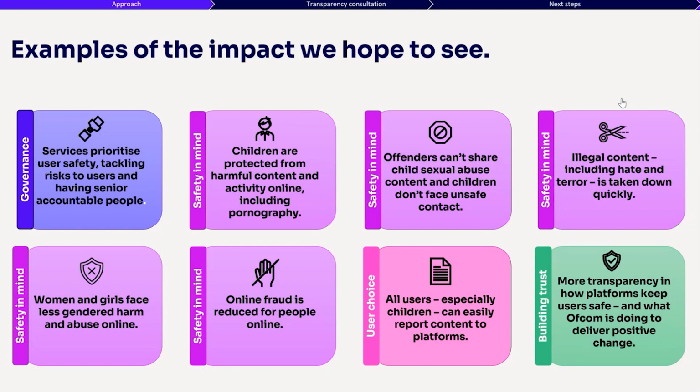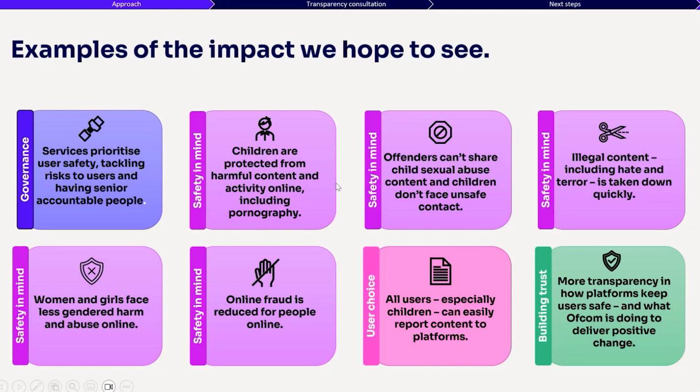And then more specifically, we would expect a number of key changes to be visible day to day from users on these services as well. So we would expect children to be protected from harmful online content, particularly pornography. It should be far harder for them to access that. It should be far harder for offenders to share child sexual abuse, but also to make unsafe contact with children. Where services identify illegal content, including hate and terror, that is taken down swiftly.